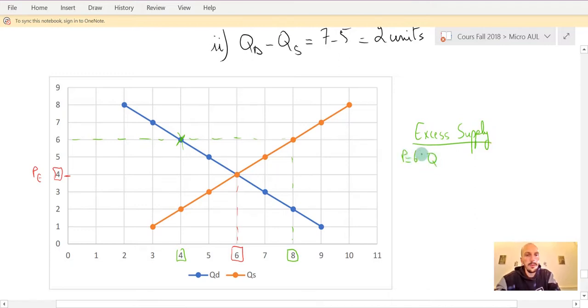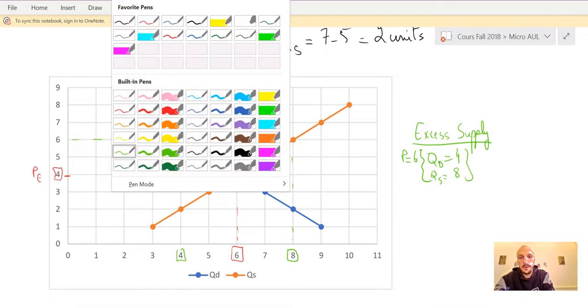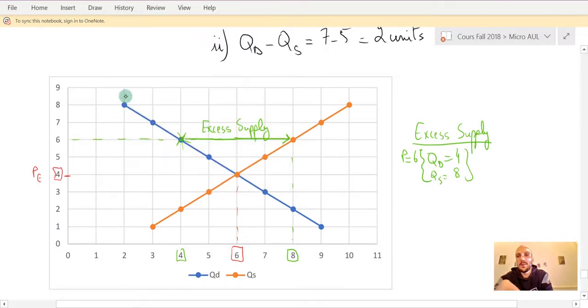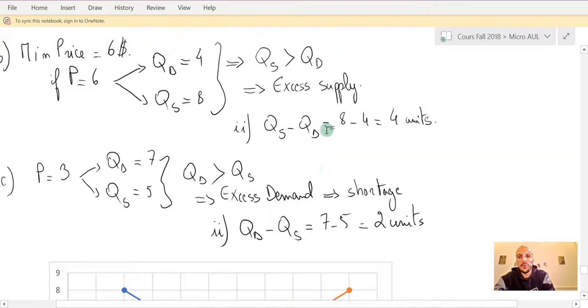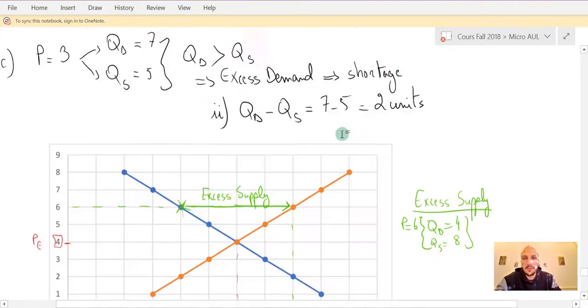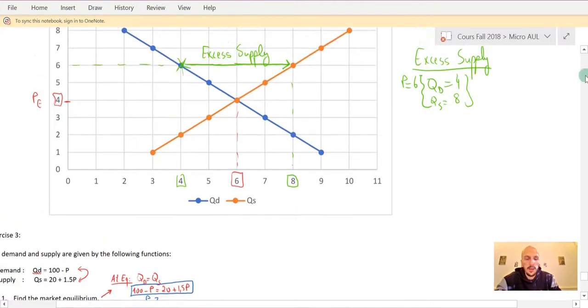Because the quantity demanded at price equals 6, we have the following: quantity demanded equals 4 and quantity supplied equals 8. So we had here excess supply, and this excess supply could be shown here. Excess supply. Great. And finally we have found the same for the excess demand, in pink, at p equals 3.